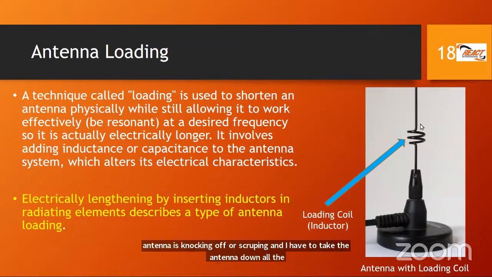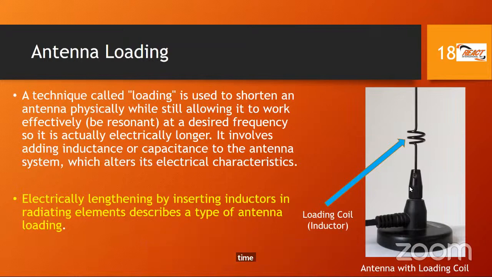This is a magnetic base antenna. So my antenna is too long physically, and I want to shorten it, but I still remember I need my antenna to be electrically, or at least equivalent for the frequency, resonant for the frequency that I'm going to be transmitting and receiving on. So I can't just cut the antenna short, right? That will make it not resonant.